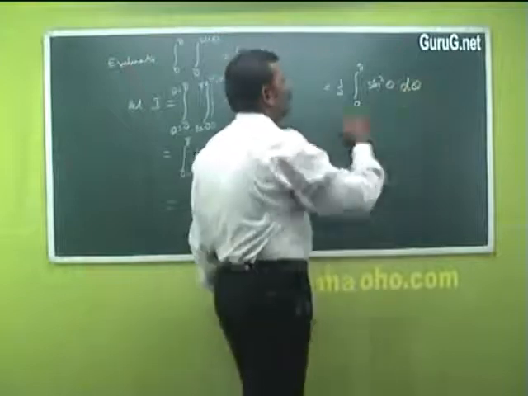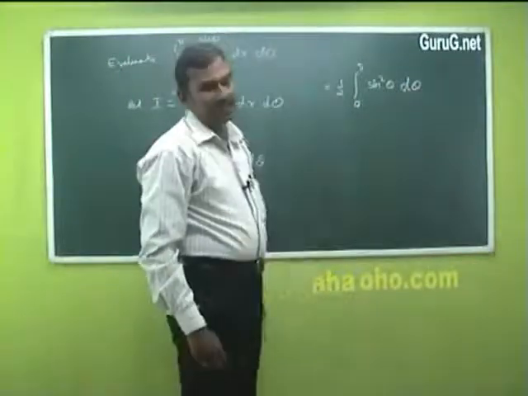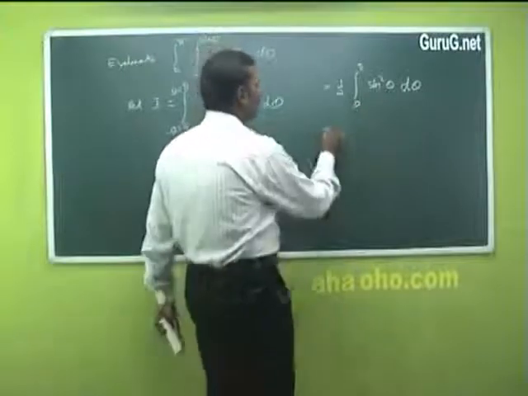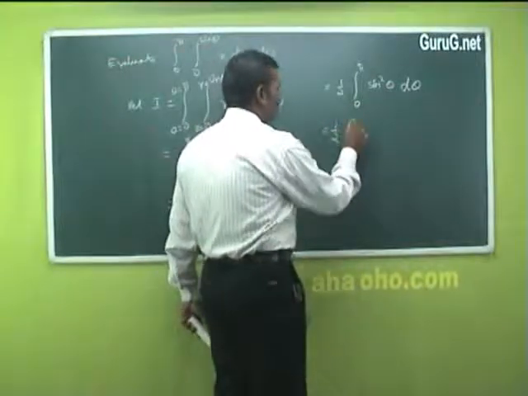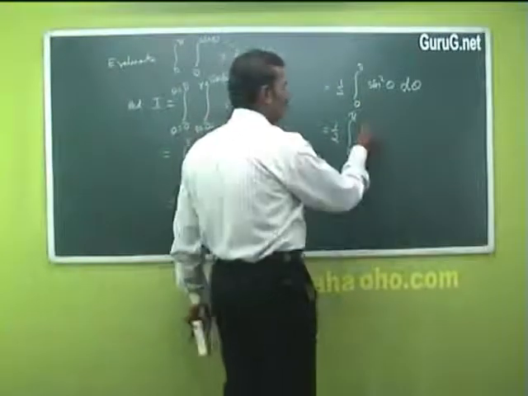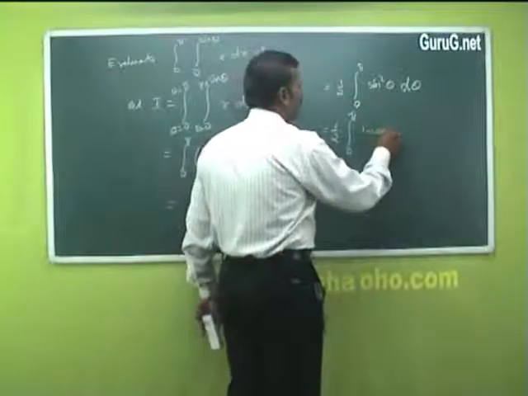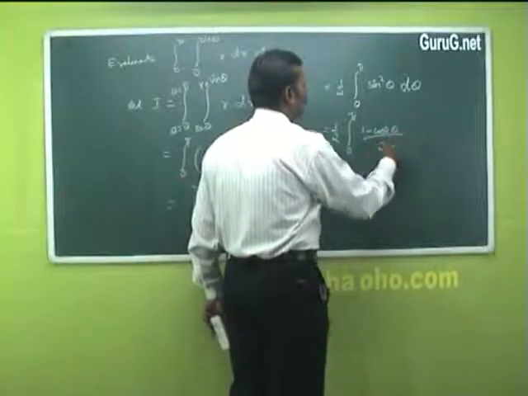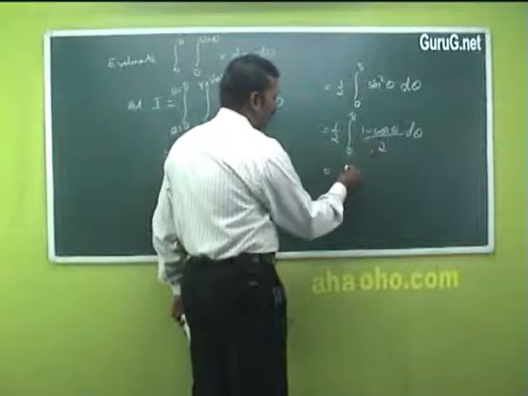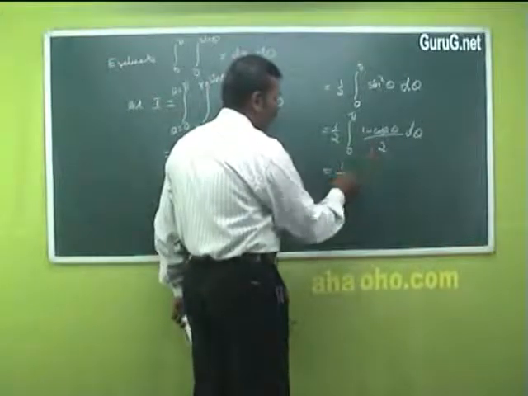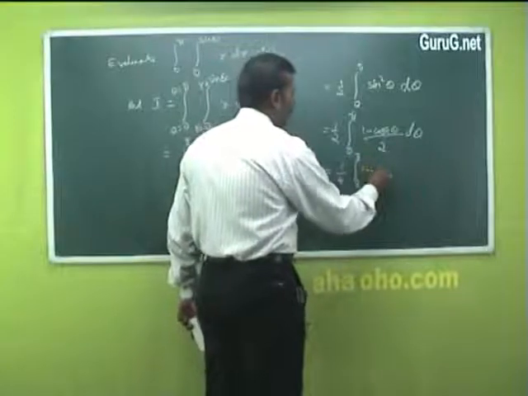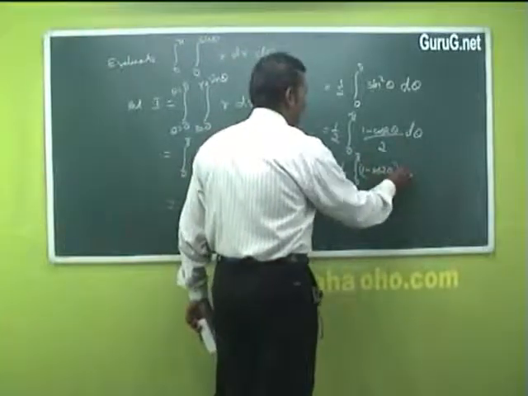So there is no direct formula for the integration of sine squared theta. You go for a trigonometric substitution. So 1 by 2 into integral 0 to pi, this sine squared theta is replaced by 1 minus cos 2 theta by 2. Right? So here you simplify it. So 1 by 2 into 1 by 2, that is 1 by 4, integral 0 to pi of 1 minus cos 2 theta d theta. Right.